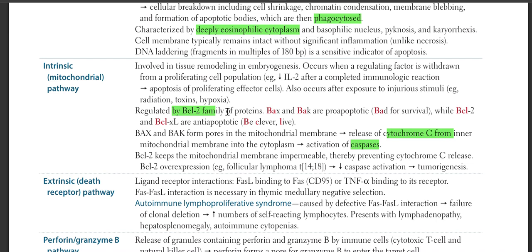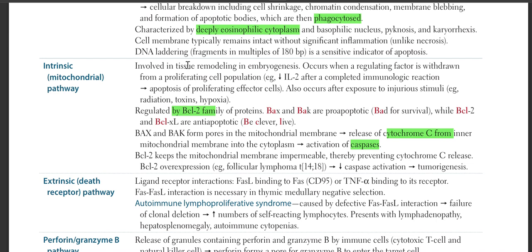Can you please explain the term pycnosis and karyorrhexis, like in the first paragraph on apoptosis? Oh, yeah, I have forgotten those things. Okay, very well. So, pycnosis, karyorrhexis, and karyolysis.